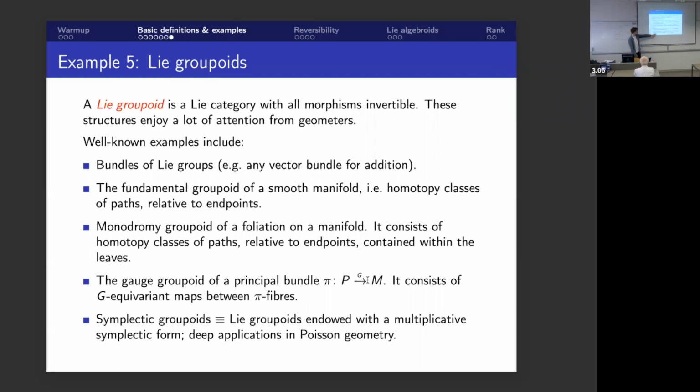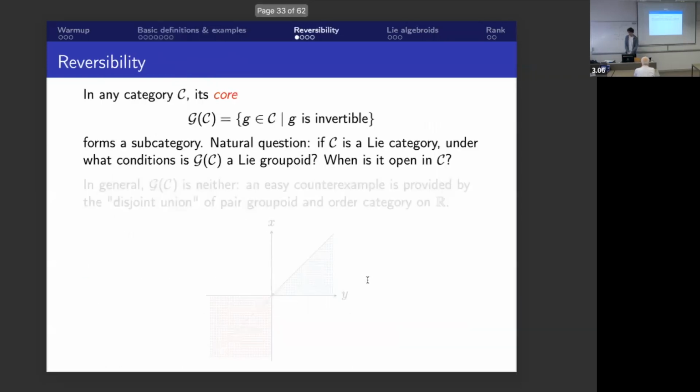symplectic groupoids are really important in Poisson geometry. What they are: Lie groupoids endowed with a certain structure that's called multiplicative and symplectic at the same time. And these correspond to integrated counterparts of Poisson geometry. So these are really popular to study within Poisson geometry.